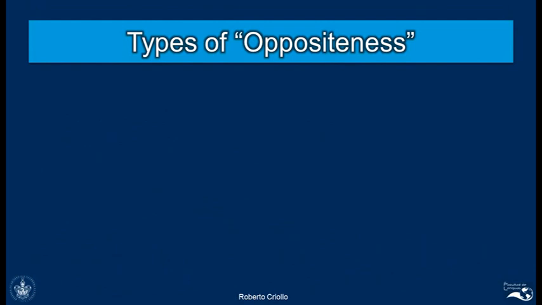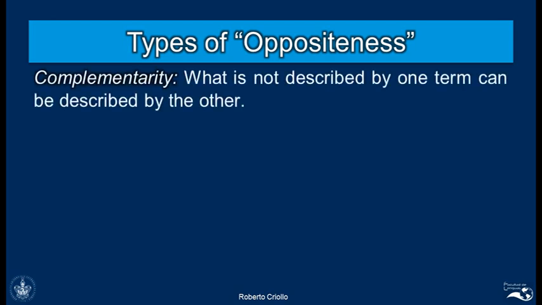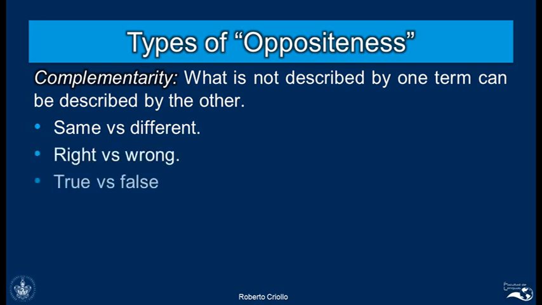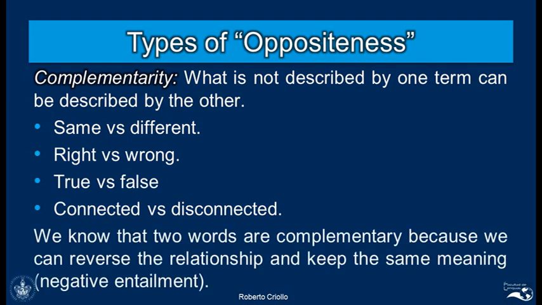Now that we know the concept of entailment, let's look at different kinds of oppositeness. The first one is complementarity, and this means that what is not described by one term can be described by the other term. Some examples of pairs of words are same versus different, right versus wrong, true versus false, and connected versus disconnected. Now we know that these words are complementary because we can reverse the relationship and keep the same meaning and even have negative entailments. We will see what this means.